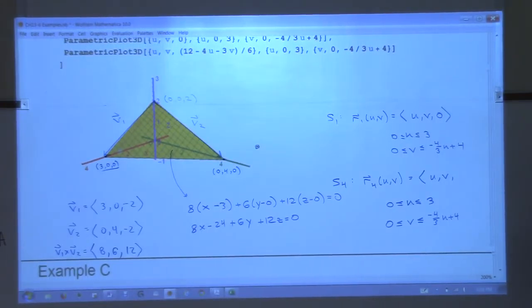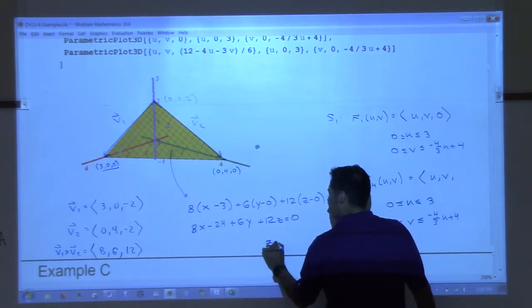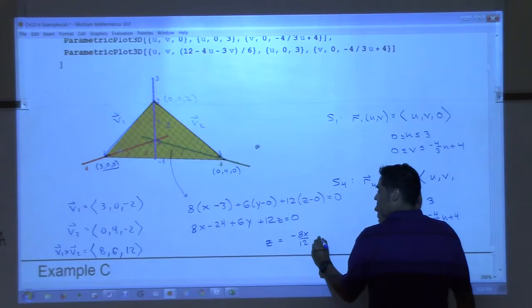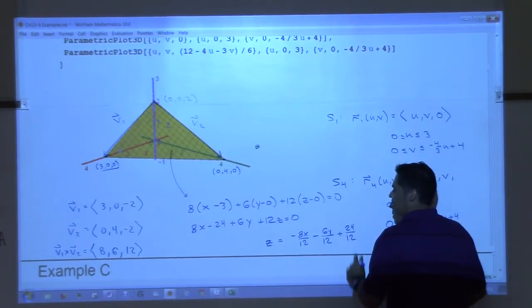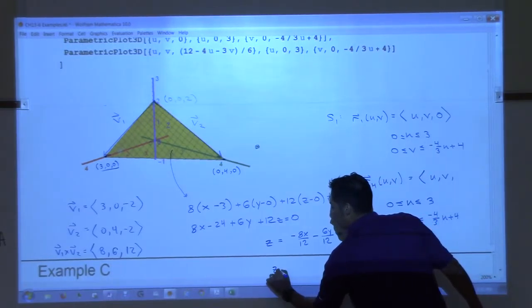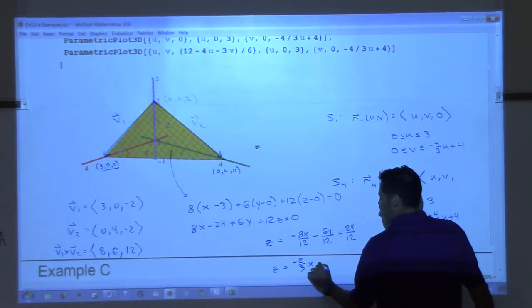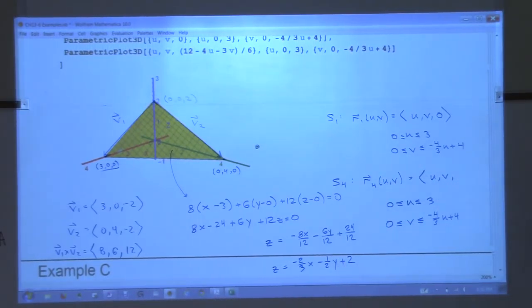now I solve this for z, don't I? Okay, let me solve it for z. So if I solve this for z, I get, let's see, negative 8x over 12 minus 6y over 12, and then plus 24 over 12. So I moved all these terms to the other side, divided everything by 12. That reduces out to z equals negative 2/3 x minus 1/2 y plus 2. Someone please check. Am I doing that right? Yes. Yes? Okay.